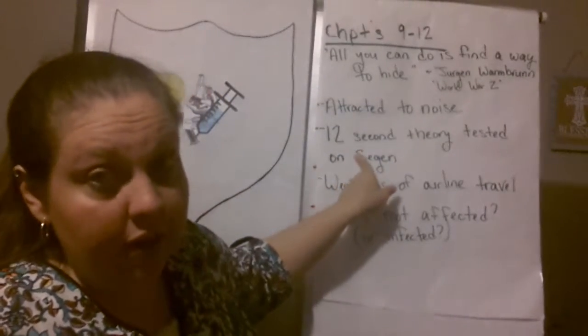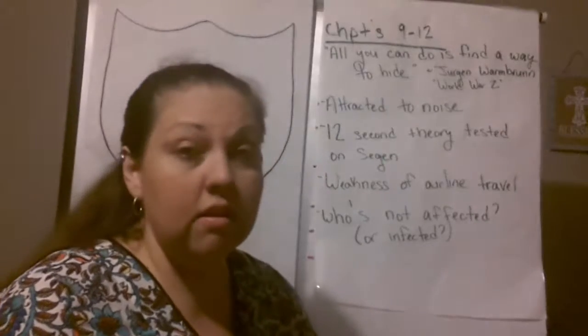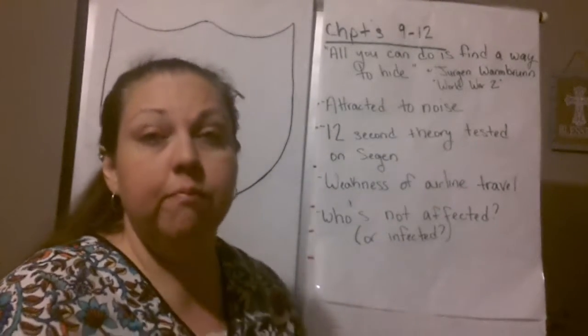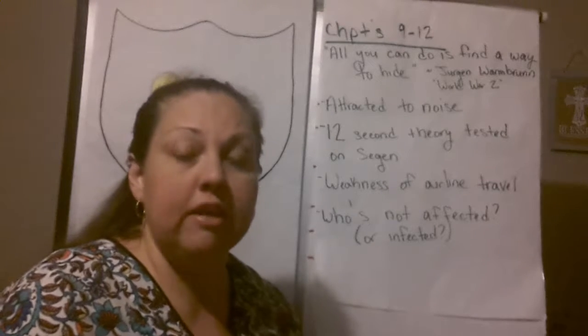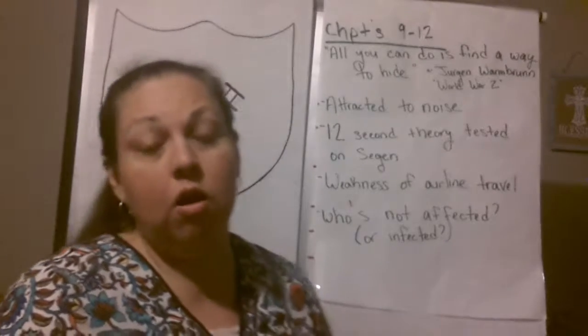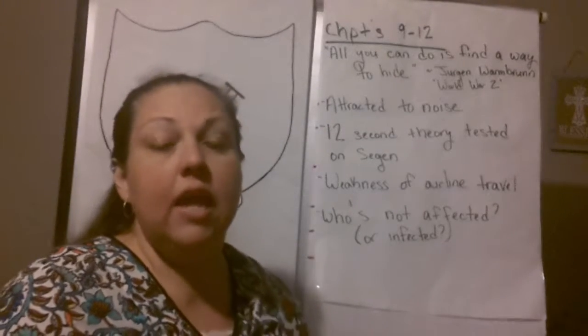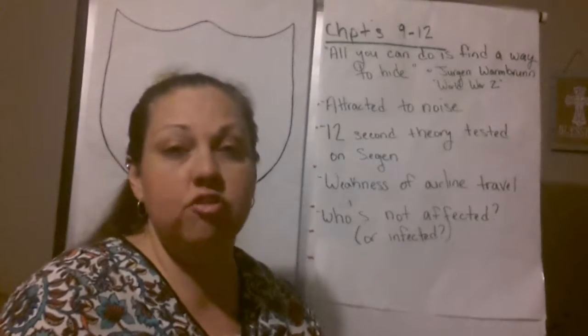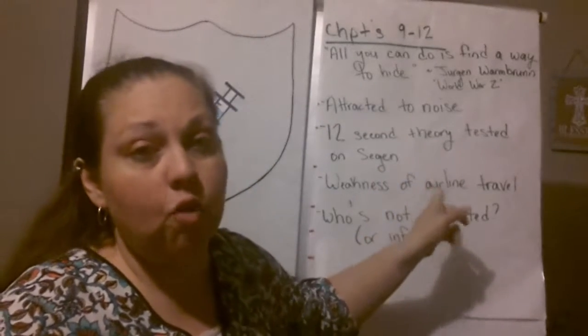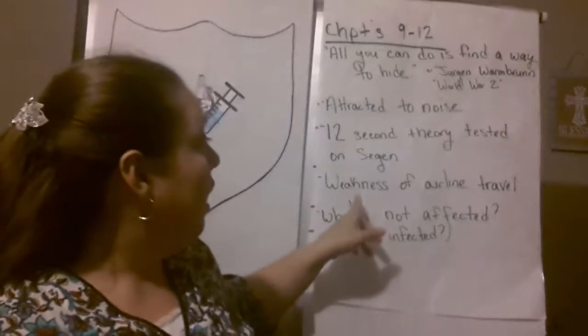He, meaning Jerry, tests his 12-second theory on Segen. She's bitten, right? She's bitten, looks like just above the wrist. He quickly decides to amputate her arm above where the bite is and counts to 12. He's seeing if she's going to change. She doesn't. So he had to quickly decide and try that 12-second theory.